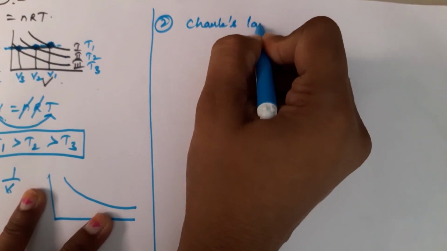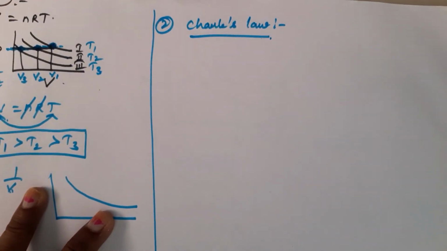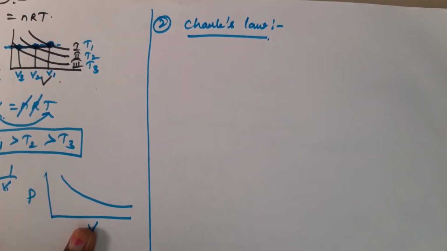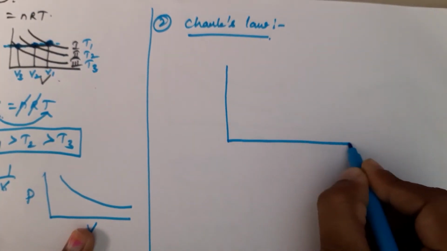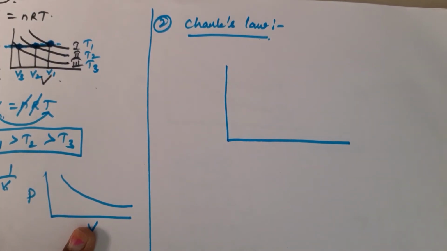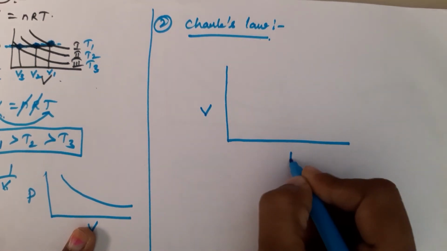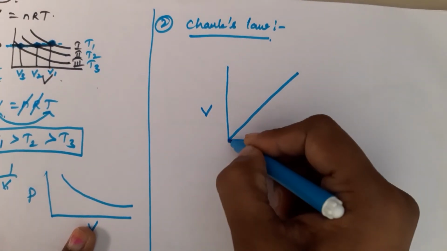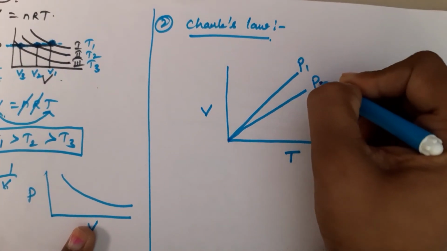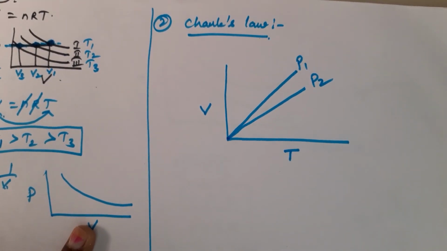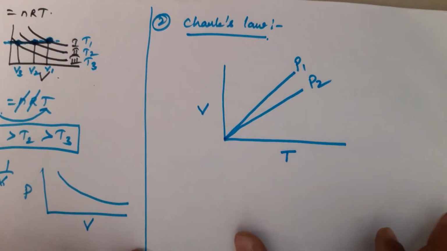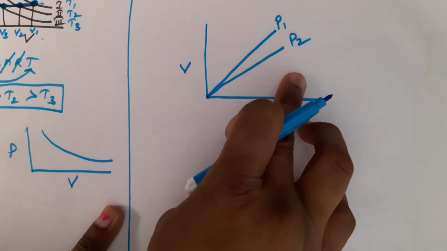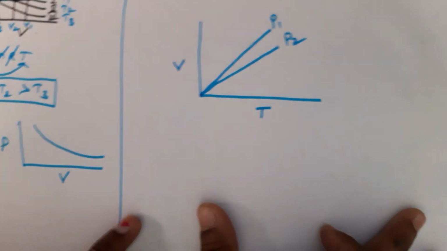See students, based on the ideal gas equation only I can solve. For example, volume versus temperature curves at different pressures. I am taking a graph drawn between volume and temperature, at two pressures P1 and P2, obtained for an ideal gas. Which one of the following is correct? Some options are given in the question.